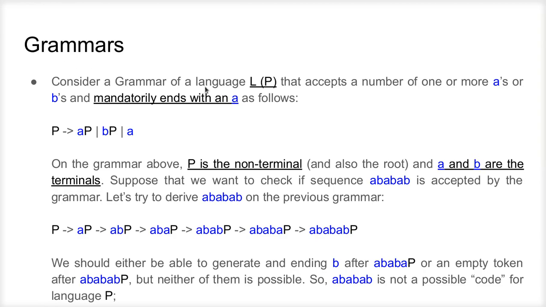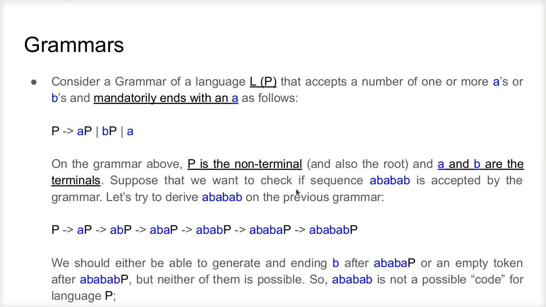So consider a grammar of a language LP that accepts a sequence of 1 or more A's or B's and mandatorily ends with an A, as follows. So we have this grammar. In the grammar above, P is the non-terminal and also the root, and A and B are the terminals.